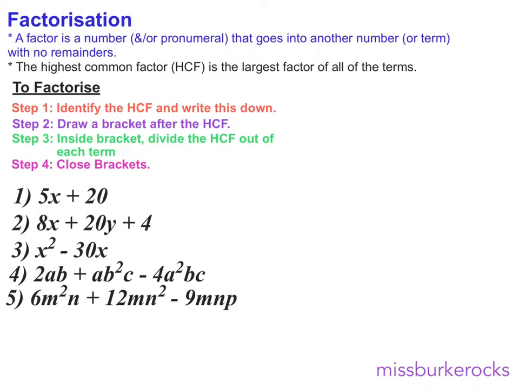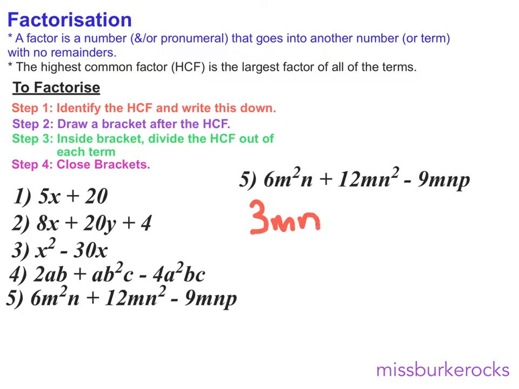Looking at our last example that we've got here, our example 5, which is 6m squared n plus 12mn squared, take 4mnp. So we need to have a look at what is our highest common factor. So what goes into all of them? So as we can see, we could get 3 that goes into 6, 12 and 9. So I'm going to put my 3. All of them have m. All of them also have n. So that's our highest common factor. Then we need to draw our bracket in.